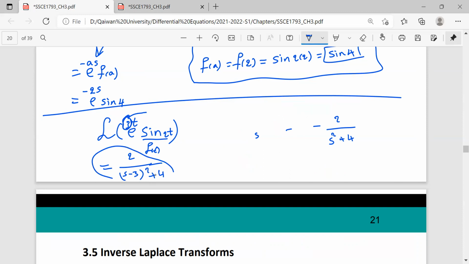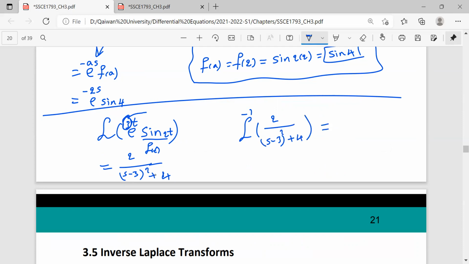It is e to the power 3t sine 2t. Okay, we say the Laplace transform inverse of 2 over s minus 3 squared plus 4 equals, as you see here, we have f of s minus 3. That means we must have e to the power 3t, because we have f of s minus 3. Since we replaced s by s minus 3, that means we must have e to the power 3t.